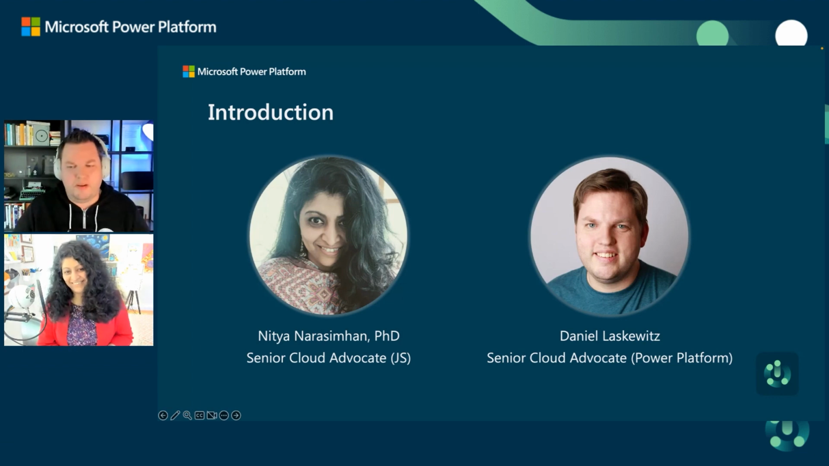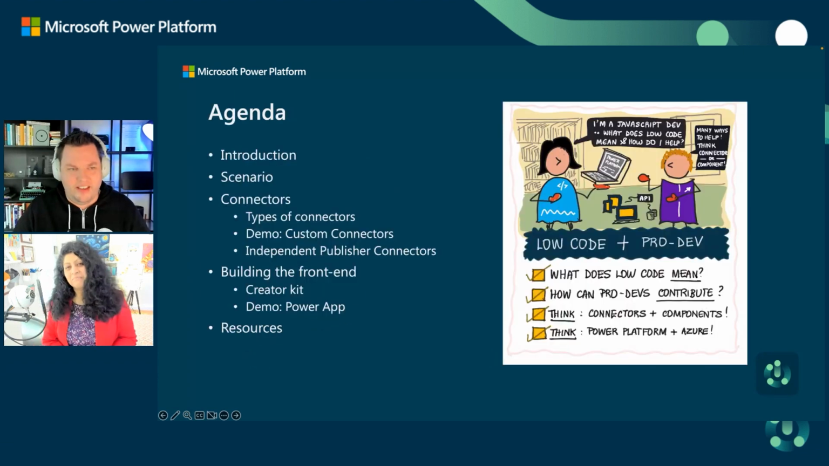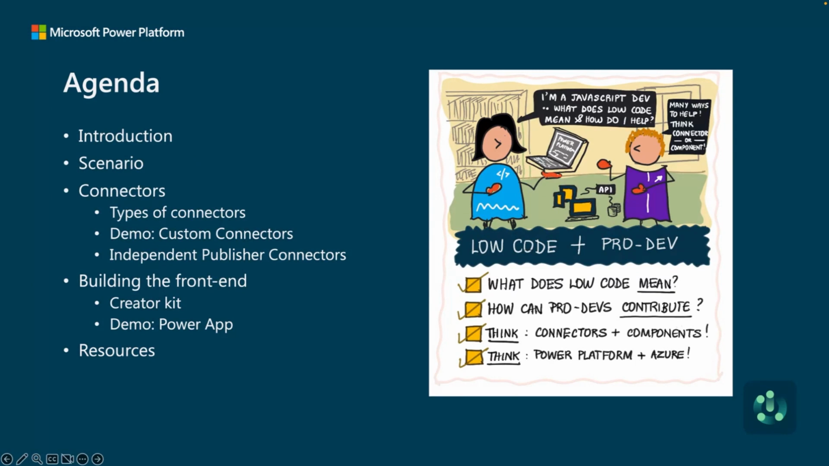But before we talk about that, let's talk a little bit about the agenda. So the agenda for today, we already had our introduction. We are going to talk about our scenario that we want to show you. And because of that scenario, we should talk about connectors because that's a big part of our scenario. And because we are going to talk about that, we'll talk about the types of connectors. We're going to do a demo of custom connectors, and we are going to explain the independent publisher connectors, which is one of the types of connectors.